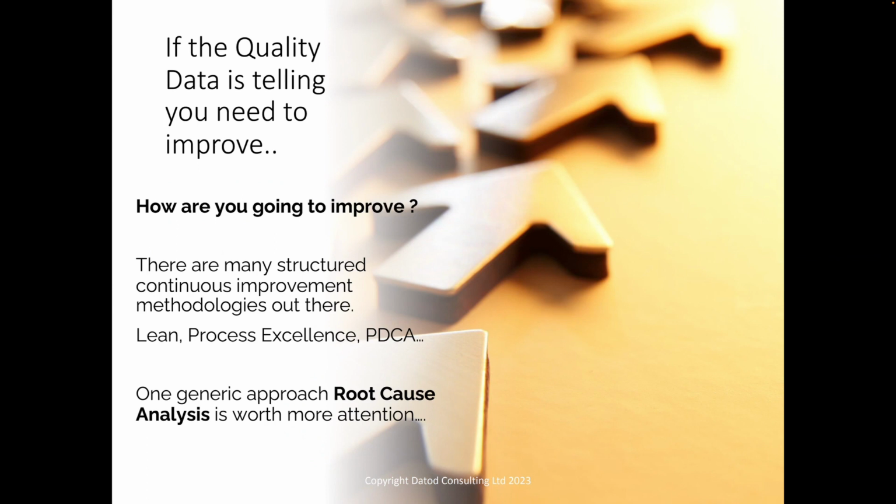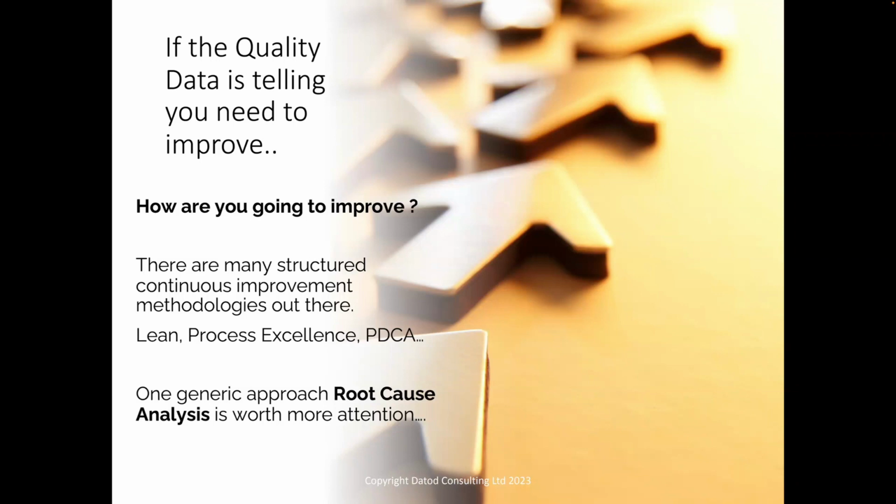So if the quality data is telling you that you need to improve, and your KPIs are giving you an indication that there are aspects of your quality system you need to work on, how are you going to improve? What's the methodology you're going to use? Now, within operations, there's a lot of structured continuous improvement methodology out there. You don't need to go away and invent a new methodology specific to the quality system.